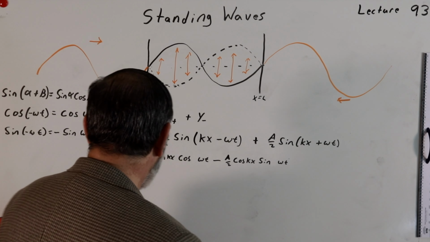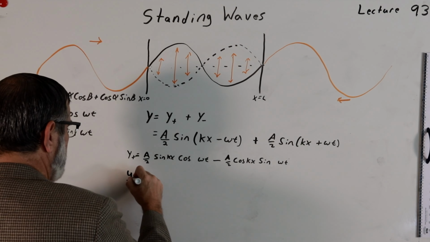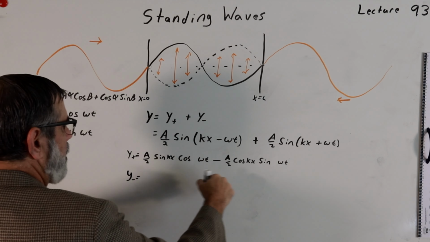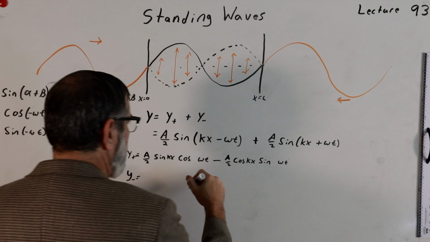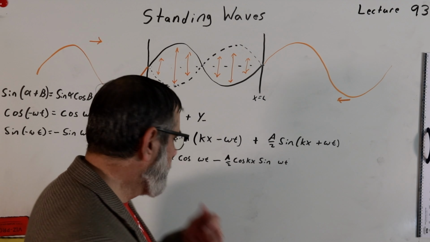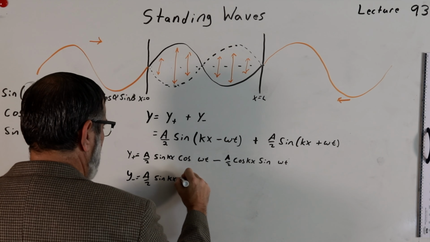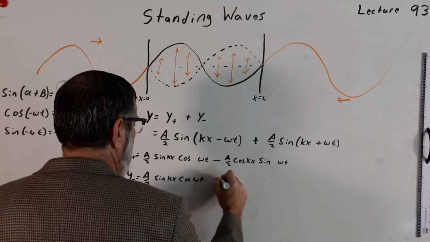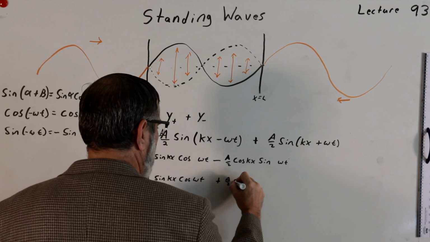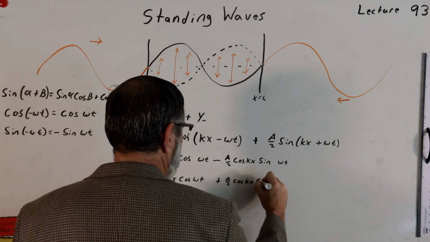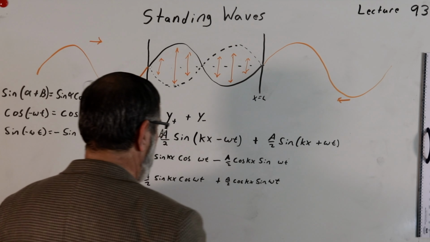Now, underneath it, I want to write y minus. I'm going to do the same thing, but to this term. Okay? That's a little bit easier because there's no negatives in here, right? So that's just going to give me a over 2 times the sine of kx times the cosine of omega t plus a over 2 times the cosine of kx times the sine of omega t.